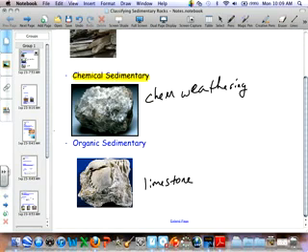What's the difference between organic and inorganic? Both things are naturally made. What makes it organic? Not having chemicals. Or living things. Again, organic. Organism. Okay, made from living things. So organic sedimentary rocks are made from living things.